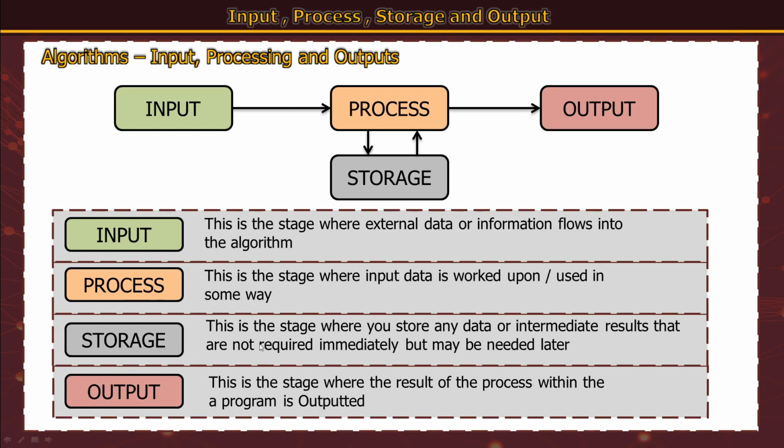Storage, and this is an interesting one. Storage can either be to store the result of a process or store a piece of information temporarily because maybe we're going to do some other calculations or some other processing to that piece of information. So basically, it's stored when it's not immediately needed, or stored for later on when we may need it. And then output is basically outputting the result of a process that has taken place within the program or algorithm. I hope that's quite easy to understand.